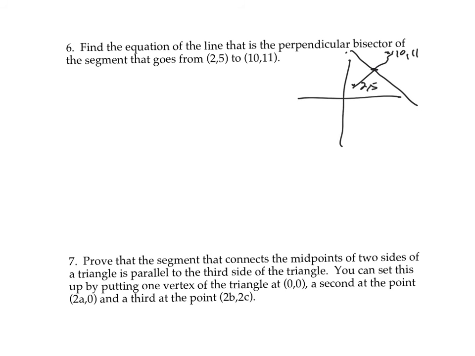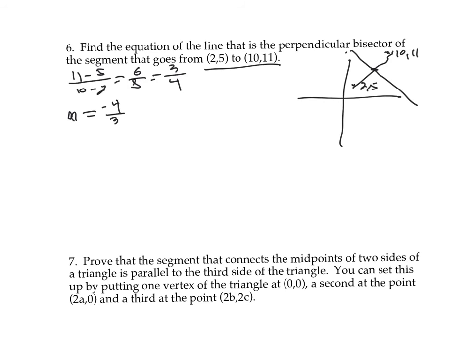Okay, so first of all, the slope of the line that goes through (2, 5) and (10, 11) is going to be 11 minus 5 over 10 minus 2, which is equal to 6 over 8, which is equal to 3 over 4. And that is a positive slope, which makes sense given our sketch there. So the slope of our perpendicular bisector will be equal to negative 4/3.